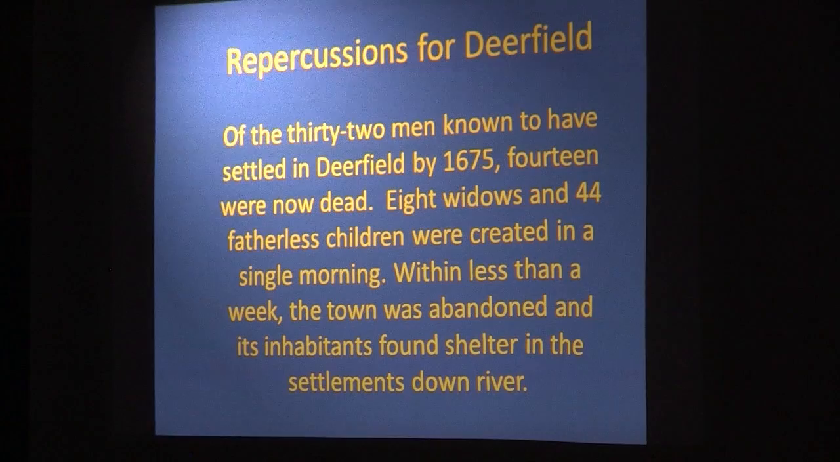Of the 32 men known to have settled in Deerfield in 1675, 14 were now dead. These were the Teamsters. We had 8 widows and 44 fatherless children in one morning. And in less than 2 weeks, Deerfield was abandoned, and people took up shelter in Hatfield, Hadley, Northampton, and sometimes further afield. Think of the people and the size of the houses that were in Hatfield and Hadley and Northampton. Now we're moving in the remains of 33 families. And very soon, we're going to have a whole bunch of Massachusetts troops garrisoned in the houses, too. It's going to get pretty cramped.